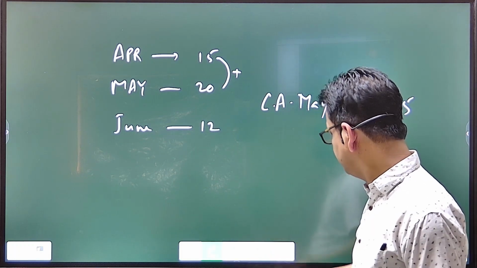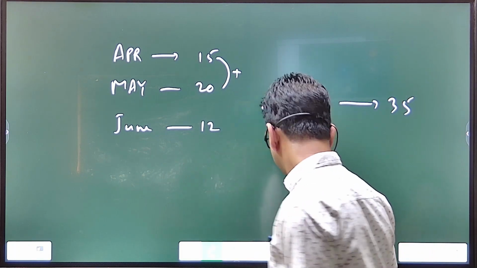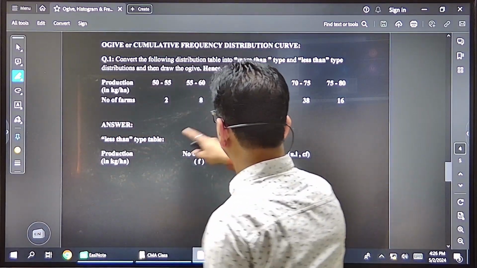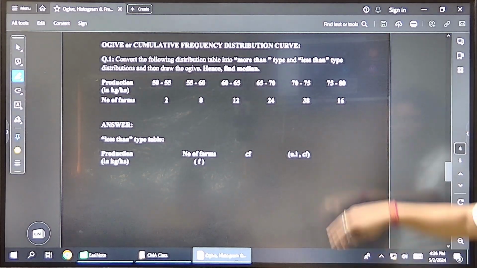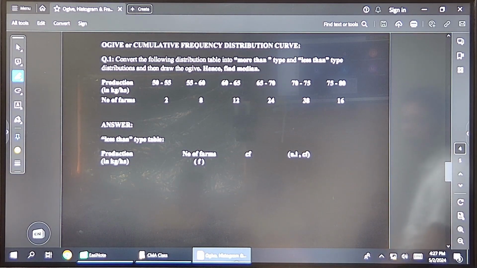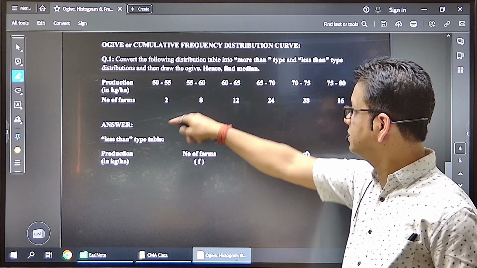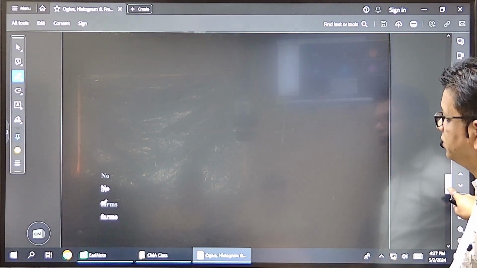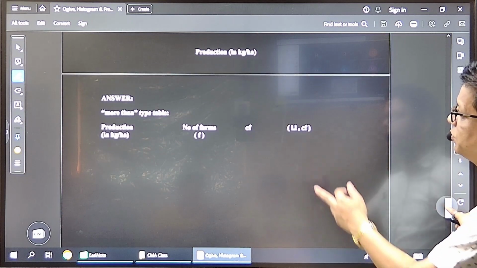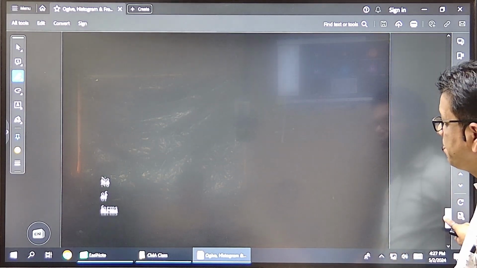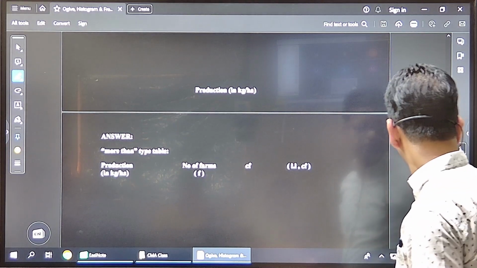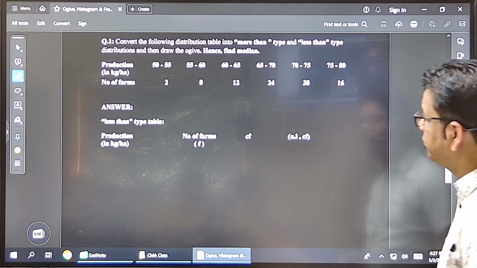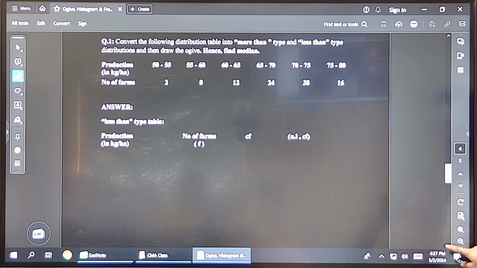While finding this cumulative frequency, there are two types by which the cumulative frequency can be obtained. One is called less than type. You can see the less than type table, and then the less than type representation, and one more is there, that is more than type. Okay. So let me give some examples of how to make this cumulative frequency table of less than and more than type.